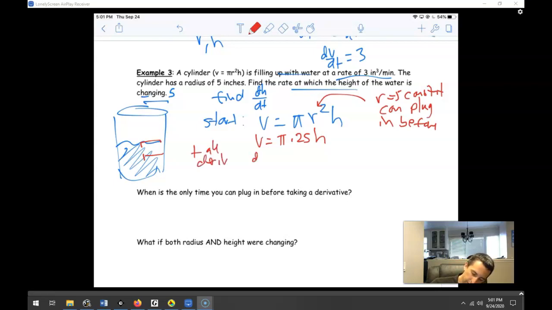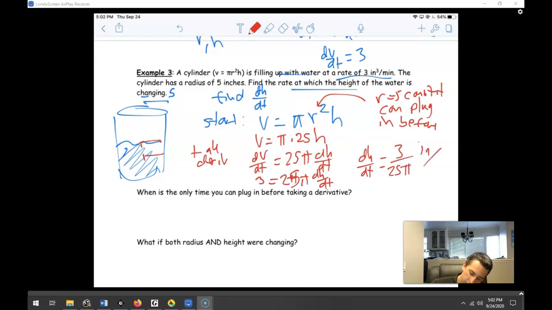Now I take a derivative, and I get dV/dt is 25 pi times dh/dt. They told me the dV/dt is 3. That was given in the problem. So that tells me that my dh/dt is 3 over 25 pi. H is a height, that's in units of inches. T is a time, that's in minutes. So the units are inches per minute.